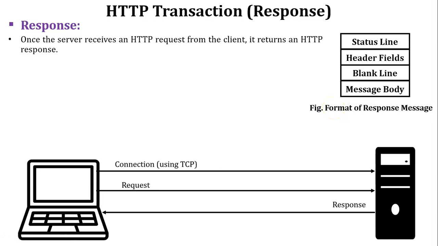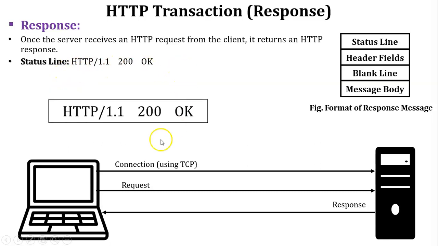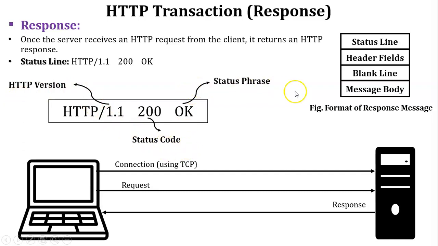Let us take one example to understand the status line. Here it is the example: HTTP 1.1 200 OK. Here HTTP 1.1 is the version of HTTP, 200 is the status code, and OK is the status phrase. Whenever a response message is sent from the server to the client, the status line shows HTTP 1.1 200 OK. It means the request is succeeded.